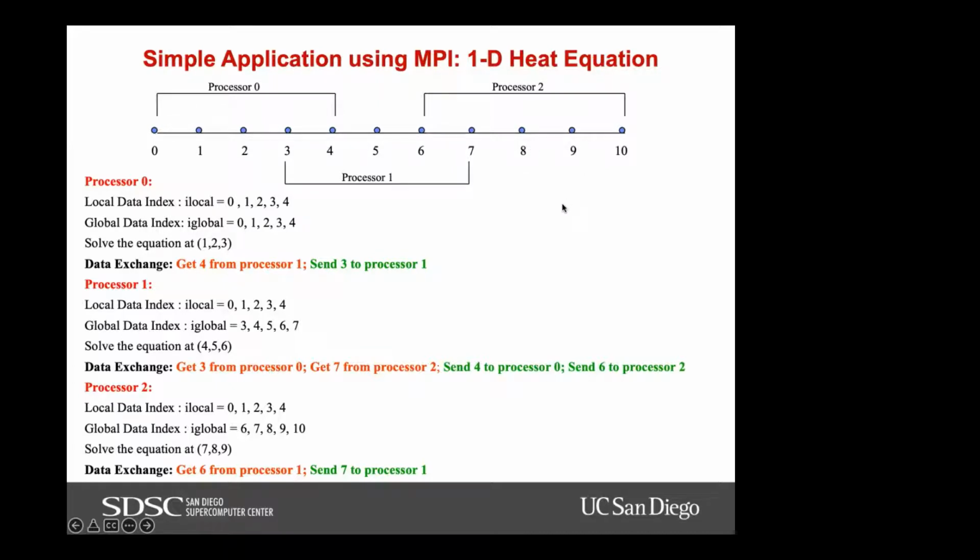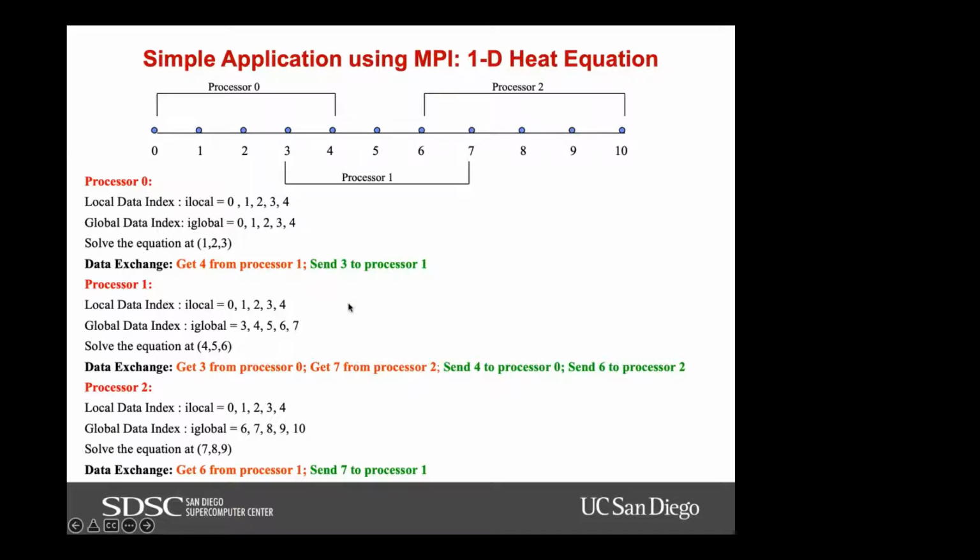Now they're all updated, but on processor 0, 4 has the old value, 3 has the new value. So you need to get the new value of 4, which is sitting on processor 1, into processor 0. So that is what I mean by this here: get 4 from 1. And then you need to send 3 to processor 1, because when you try to solve for 4 the next time, you will need the updated value on 3. So that's what's happening here.